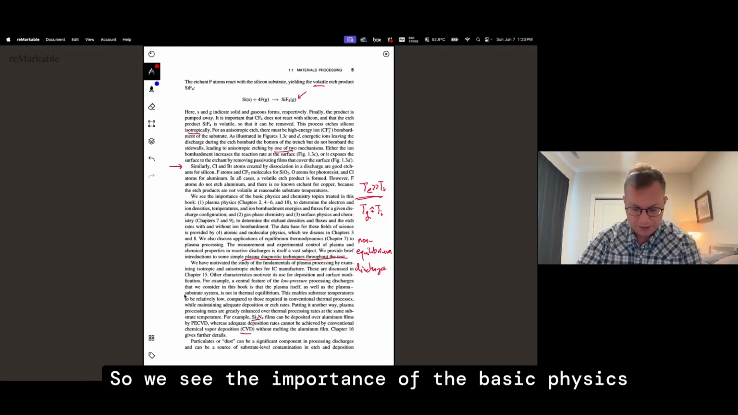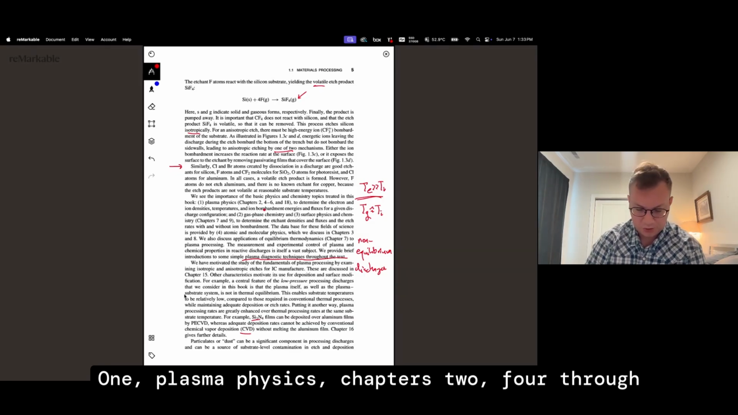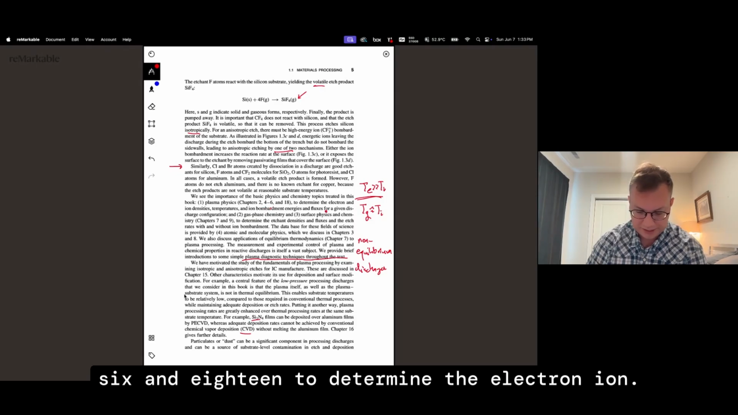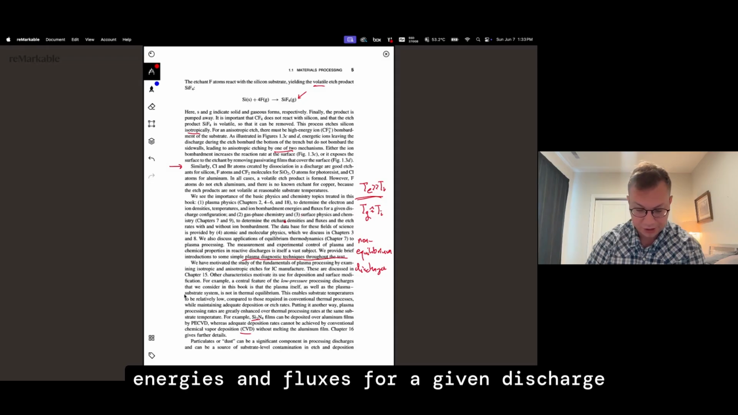So we see the importance of the basic physics and chemistry topics treated in this book. 1, plasma physics, chapters 2, 4 through 6, and 18 to determine the electron and ion densities, temperatures, and ion bombardment energies and fluxes for a given discharge configuration.